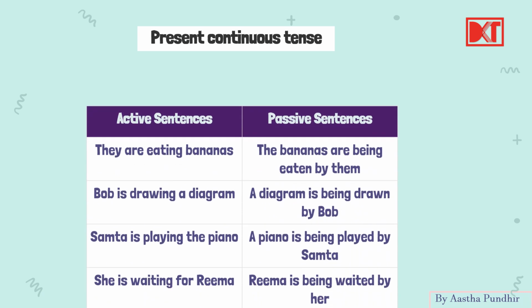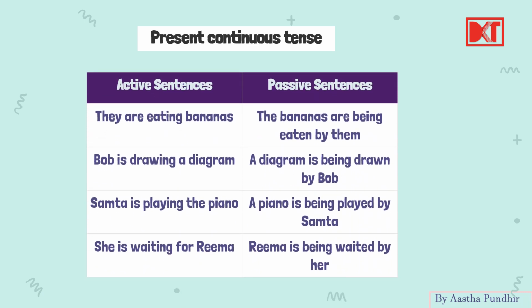Alright, so now the next one is present continuous tense. Present continuous tense, let's see, examples are like here. They are eating bananas, the bananas are being eaten by them. And Bob is drawing a diagram, the diagram is being drawn by Bob. Samta is playing the piano, the piano is being played by Samta. She is waiting for Rima.